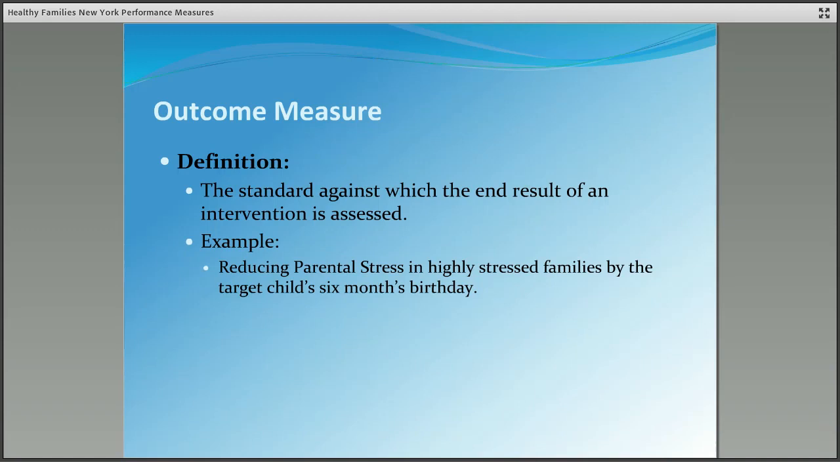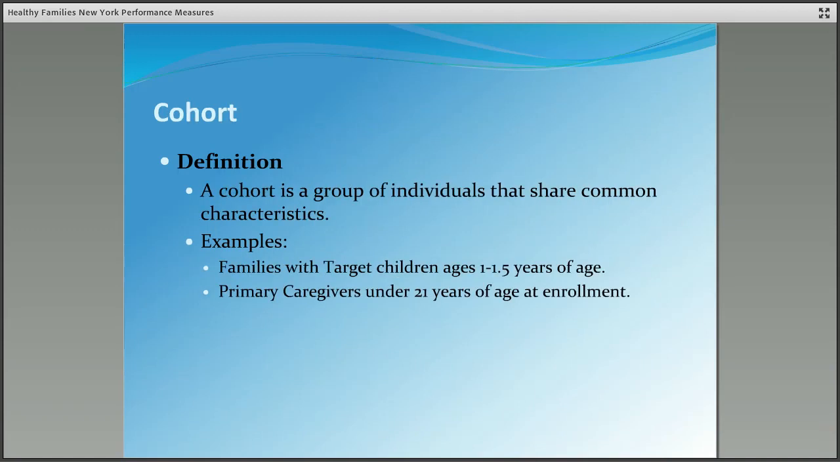Outcome measure: the standard against which the end result of an intervention is assessed. One of our main objectives in Healthy Families New York is to reduce parental stress. An example of an outcome measure would be to find less parental stress in highly stressed families by the time the child is 6 months old.